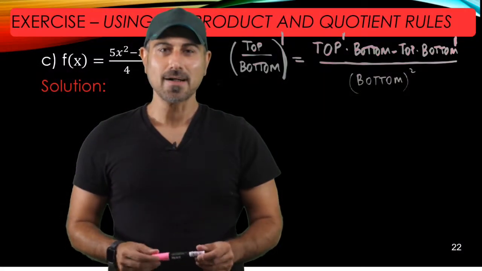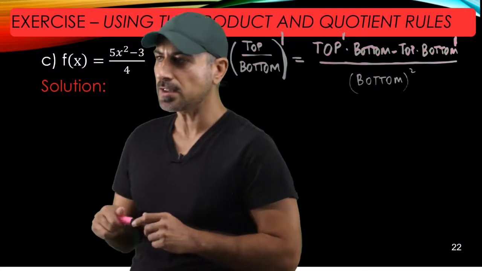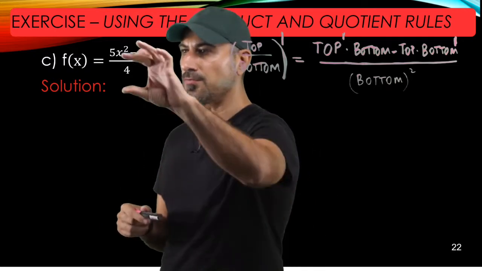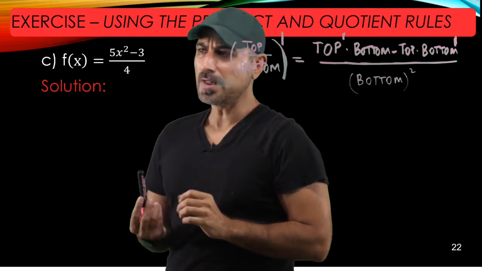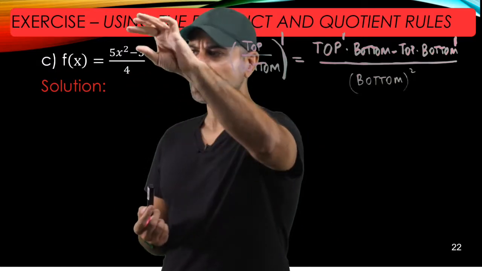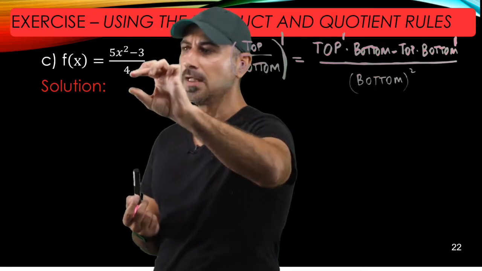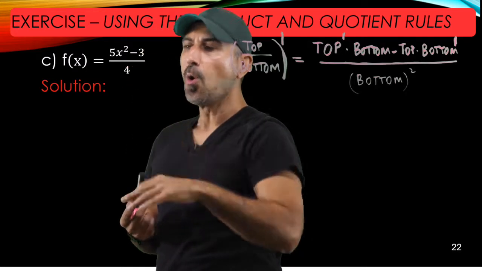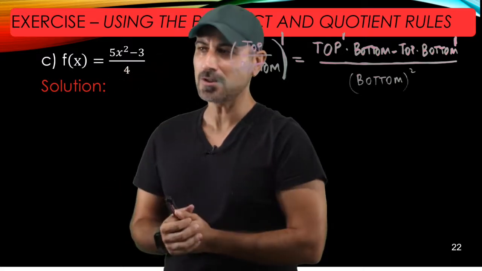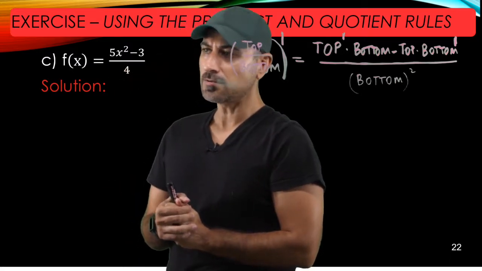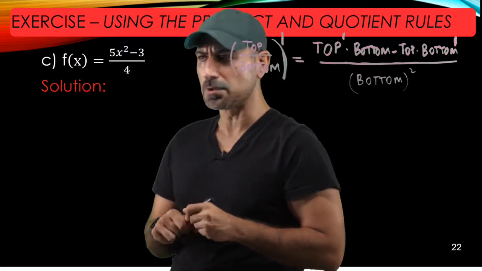Hello, welcome back. Let's finish the question that we started. So part C is asking for the derivative of this quotient here. One way to handle this problem is just using the quotient rule for the top to be 5x squared minus 3 and the bottom to be 4. Or you can use some algebra and simplify this expression, and then that boils down to using only the power rule. Let's just do the algebra first.